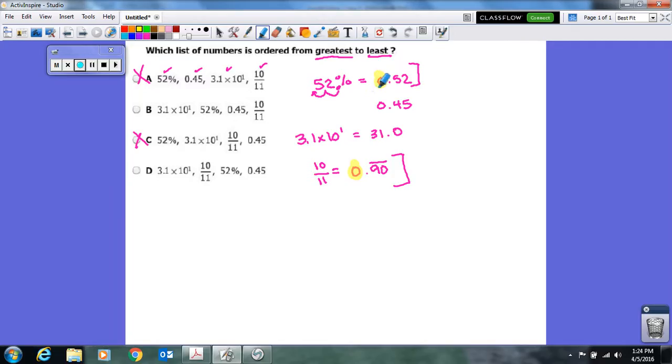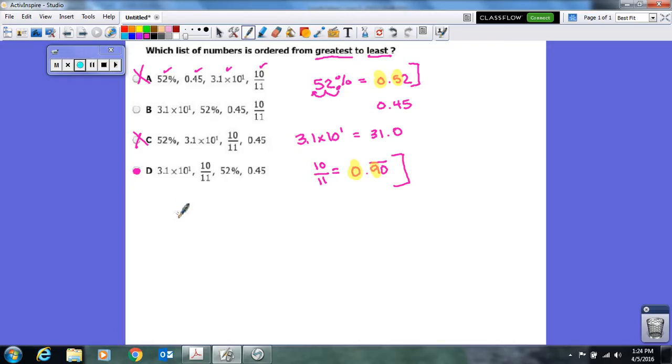So let's move over to the right side of our decimal, to the tenths place, where 52% has a 5 in its tenths place, and 10 over 11 has a 9 in its tenths place. Clearly, 9 is bigger than 5, which tells us the fraction 10 over 11 must be bigger than the percent, 52%. So since this is the second biggest value, that should be the second number in order in our answer. And since answer D has 10 over 11 as the second value, then answer D is the correct answer.